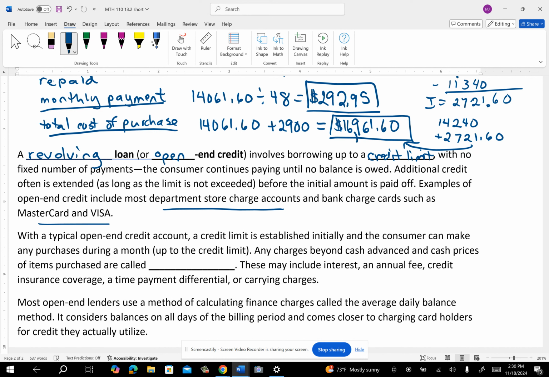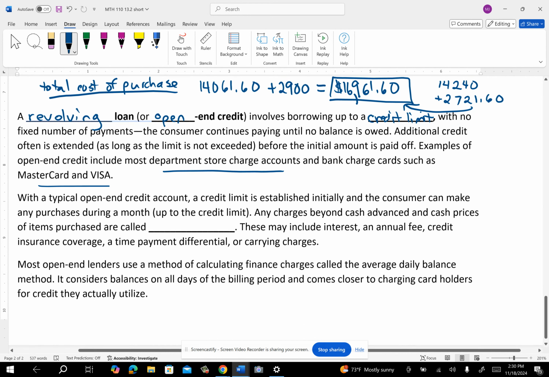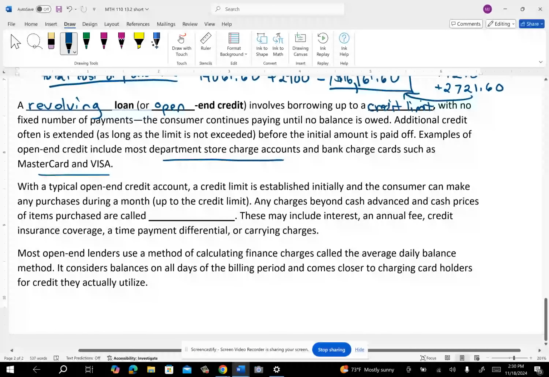All right, so with a typical open-end credit account, the limit is established initially, and you can make purchases during the month up to that amount. Then any charges beyond the cash price of the items purchased would be called a finance charge. It's like the interest that you would have owed. So they may include interest, an annual fee, credit insurance coverage, and all of that.